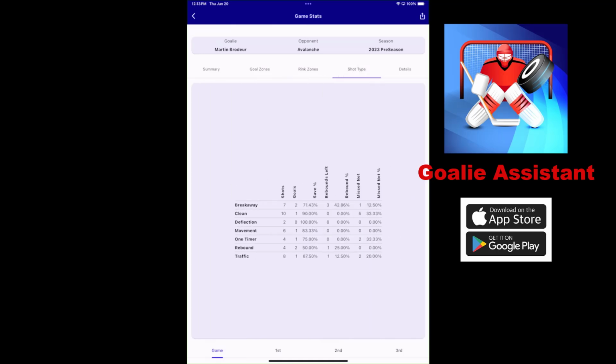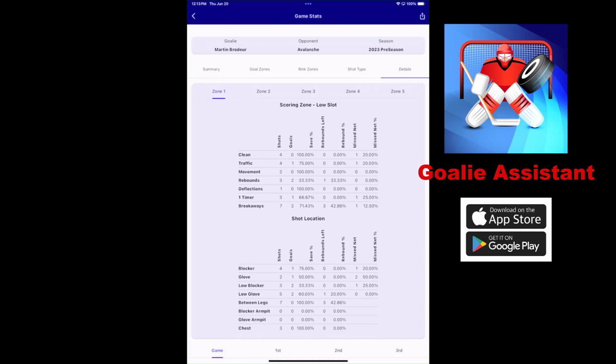Then if we look at the type of shots, 2 goals on breakaways, 1 on a clean shot. 5 missed nets on clean shots, that's good. 2 deflections with good saves, no rebounds. Looks like we gave up a goal off of 2 rebound shots, a rebound off a one-timer, a rebound off a movement. So overall, this isn't too bad. Goalie looks like he played well.